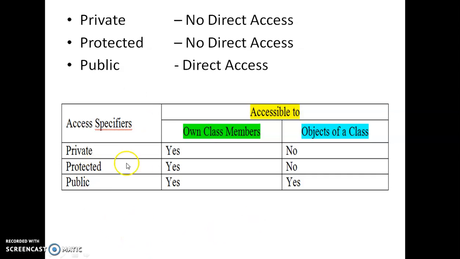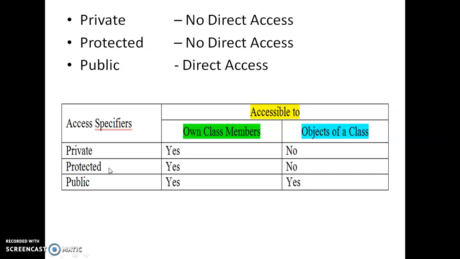Here the table is given. If you look at the table, you can understand what it means. There are three access specifiers: private, protected and public. Within the class, all three members are possible to access. Whereas if you go outside of the class and try to access through the objects, then a private member is not possible to access and a protected member is not possible to access. Only the public member is able to be accessed through the object, or otherwise outside the class. Within the class, all three are possible to access.